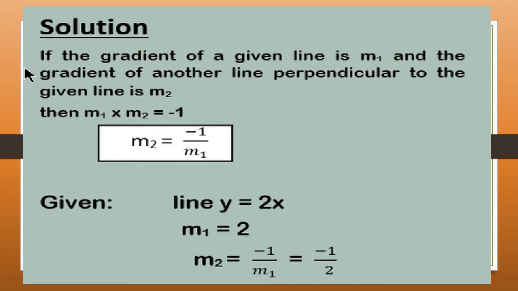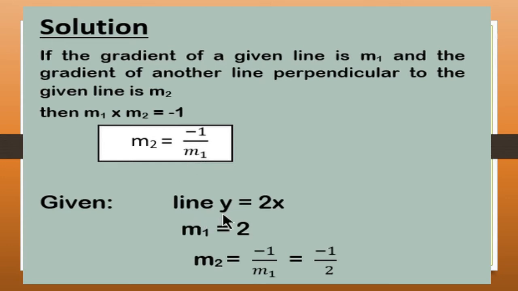Looking at the equation, if the gradient of a given line is m1 and the gradient of another perpendicular line is m2, so we have two gradients, then if you multiply m1 and m2, your answer should be equal to -1. In other words, the gradient of the perpendicular line m2 can be found by dividing -1 by the gradient of the given line, and that's what we are going to do now.